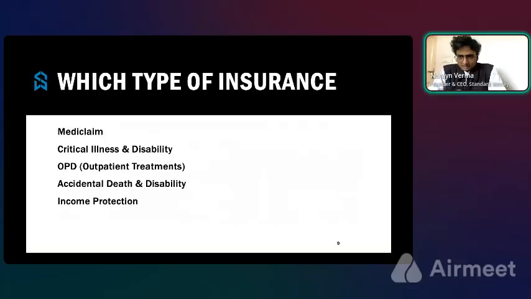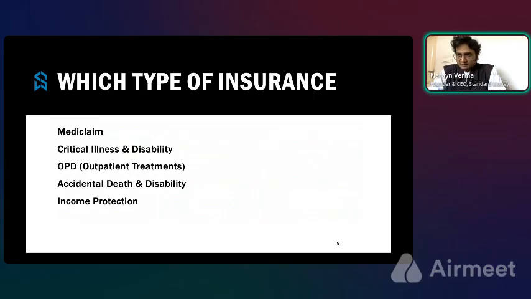So, regarding accidental death and disability insurance, you need to be a little bit cautious. It's not a mediclaim insurance. If you are hospitalized due to accidental injuries, accidental insurance may not take care of those expenses. You will need a health policy along with the accidental insurance.